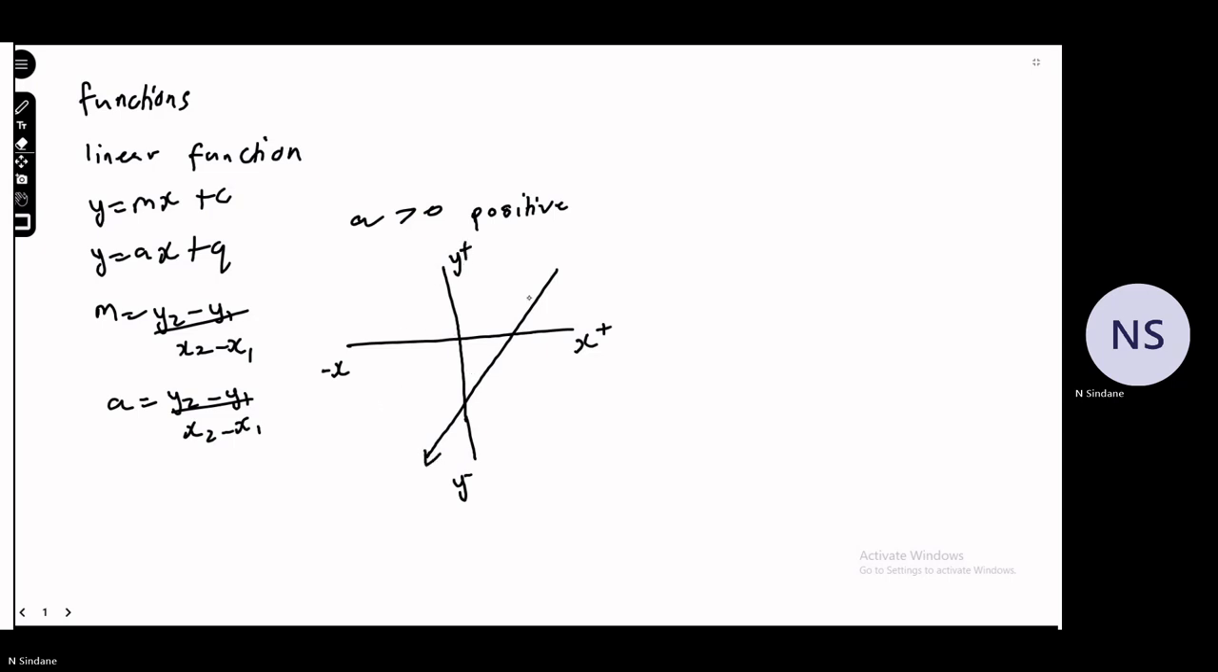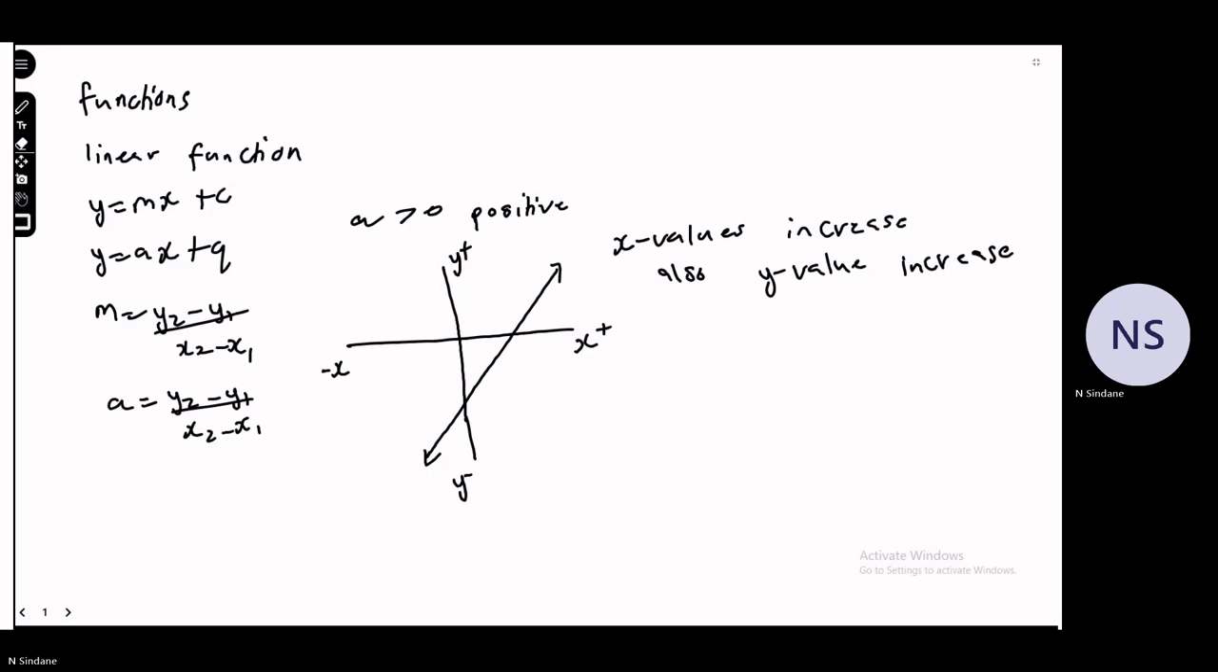When I say it starts from negative infinity up to positive infinity, we're not sure where it starts exactly, hence we have this arrow and this arrow. With the graph of a positive function, you can see that when the x values increase, the y values also increase, right? It starts from negative x up to positive x, and also from negative y up to positive y.